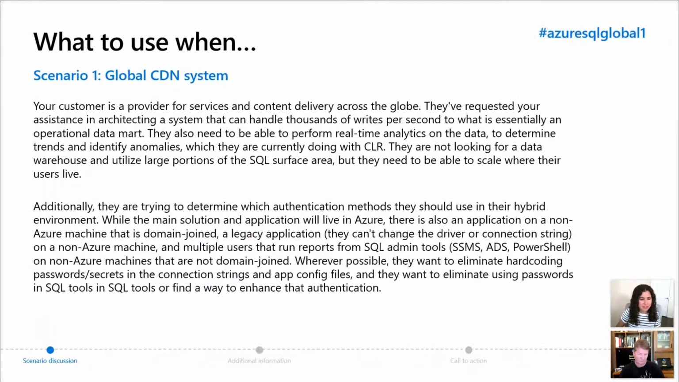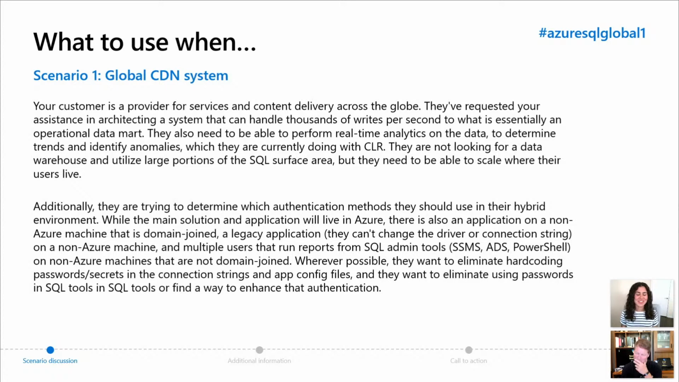This scenario is about a global content delivery network, or a global CDN system. And the scenario is as follows. And Bob, try to pay attention, because we're going to quiz you on what you think stands out here. Yeah, you didn't know that. Another quiz for Bob, I love it. Yeah, this is a separate quiz specifically for you.